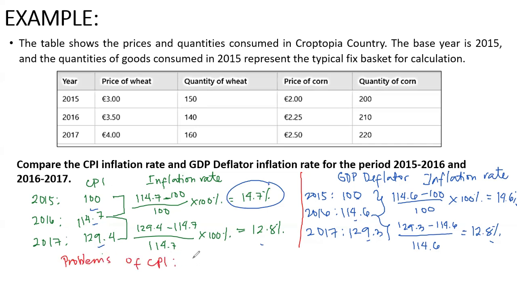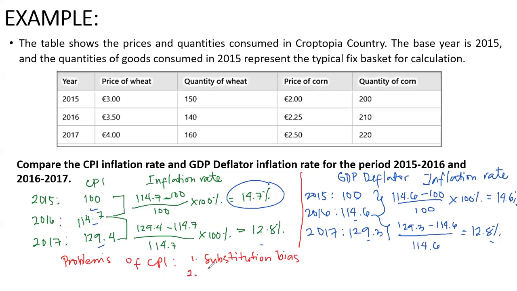First is what we call the substitution bias. In the substitution bias, of course, we only consider the fixed basket, and we do not consider that if there is an increase in the price, or a drastic increase in the price, of a commodity in comparison to others, we tend to find substitutes for that commodity. So considering the substitution bias, the CPI overestimates the cost of living.